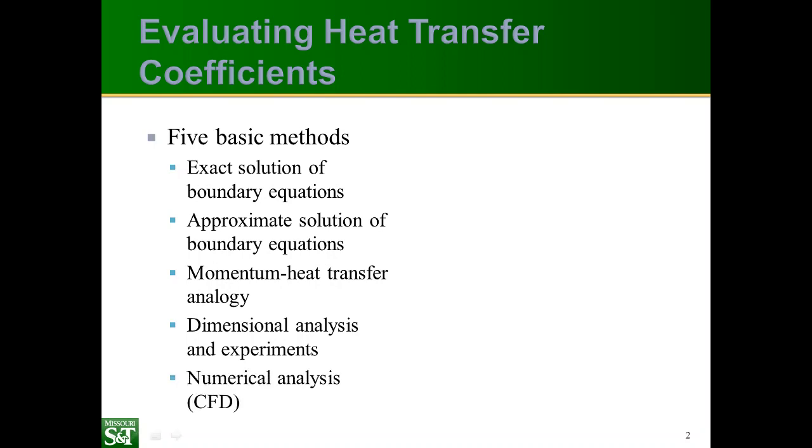The last type is numerical analysis, or computational fluid dynamics. This allows us to obtain approximate solutions to the boundary layer equations. It's very easy to find solutions for a wide range of problems, and these kinds of methods can handle complex boundary conditions very easily. However, it requires a lot of computing power.